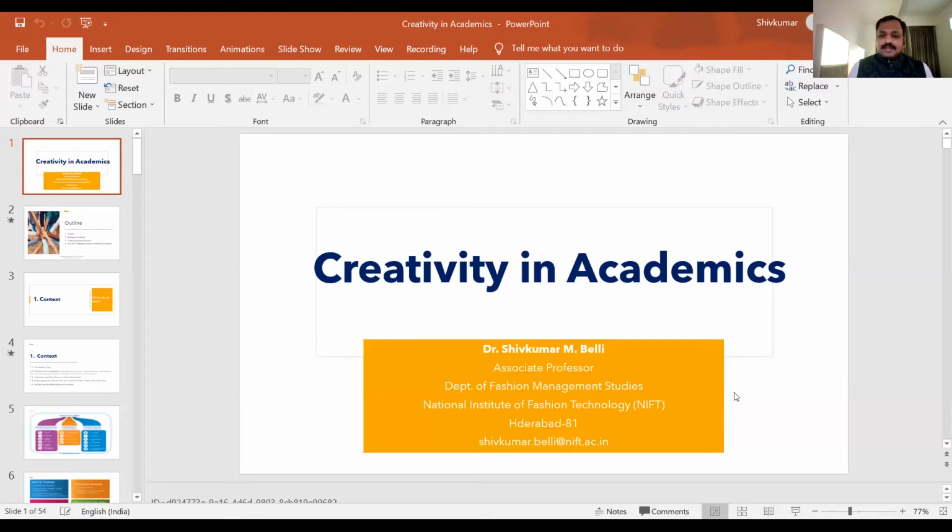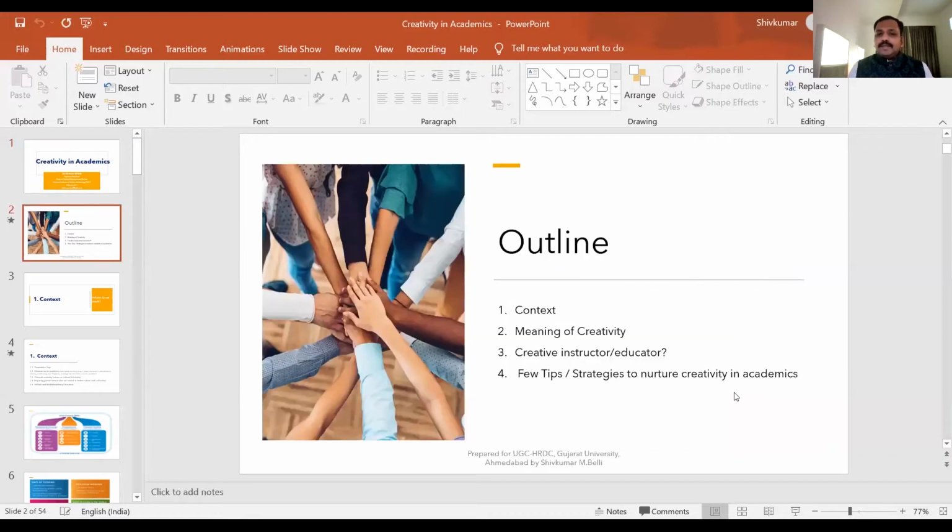What I have planned here is a simple outline. First, I would like to talk about the context of our discussion today. Then let us understand the meaning of creativity. Then let us also know who are creative teachers, or creative instructors or educators. For this class, I will be using these words interchangeably, but in meaning they have slight difference. As a convenience for our class, I will be using these words interchangeably: creative instructor, educator, teacher, faculty, or professors.